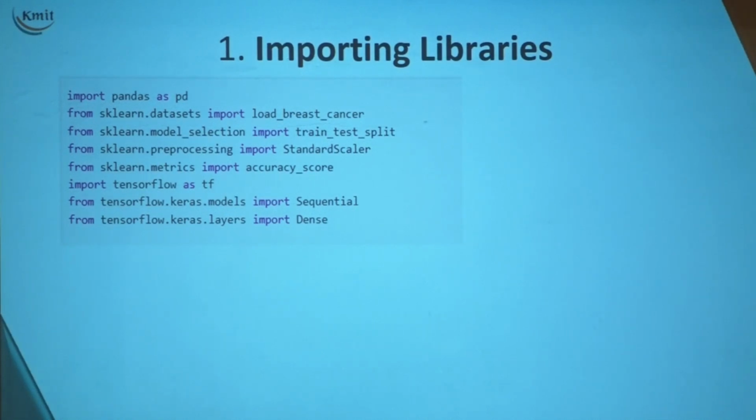From where am I importing that? From tensorflow.keras.models, I import Sequential. Next, I want to add more layers. That is, I want to make a dense network. So from tensorflow.keras.layers, I am importing Dense. So what is new here?